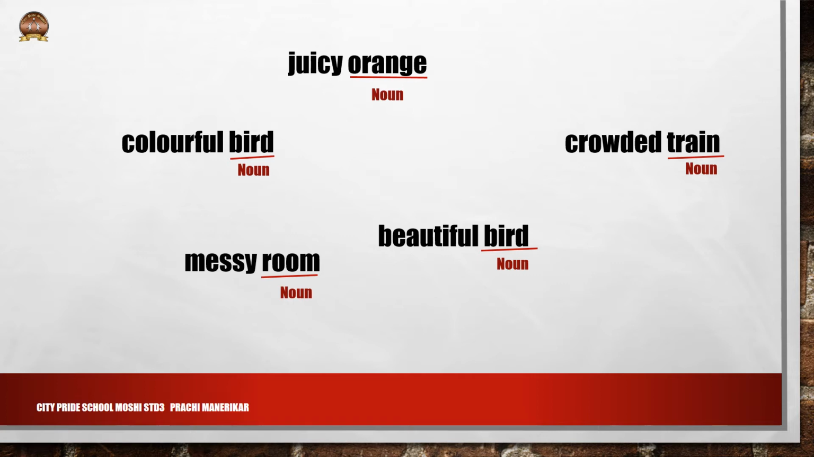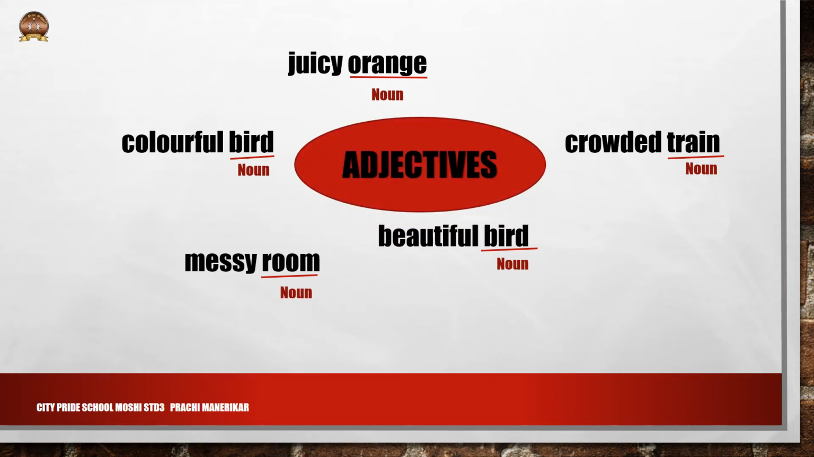How is the room? The room is messy. So the word messy is describing the room. How is the train? It is crowded. Yeah, so the words which describe the noun are called adjectives. Okay, the words which describe the noun are called adjectives.